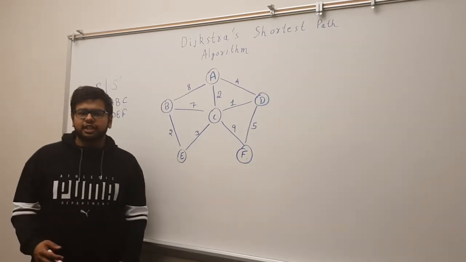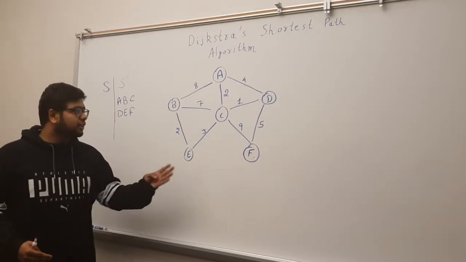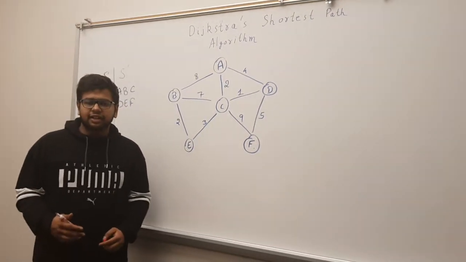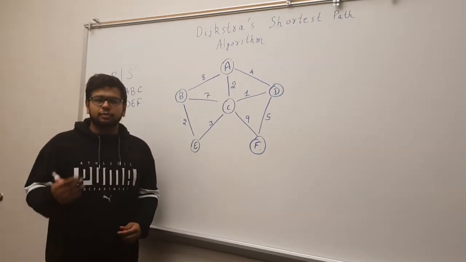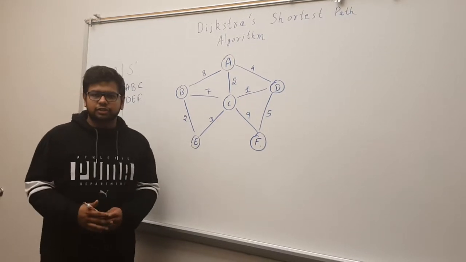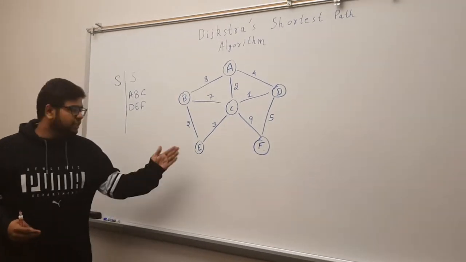So let us first understand the problem at hand. Basically, we are given a graph that is weighted and undirected, and we are given a source node, and we want to calculate the minimum distance from this source node to all the other nodes in the graph. So we'll learn this algorithm with the help of an example.